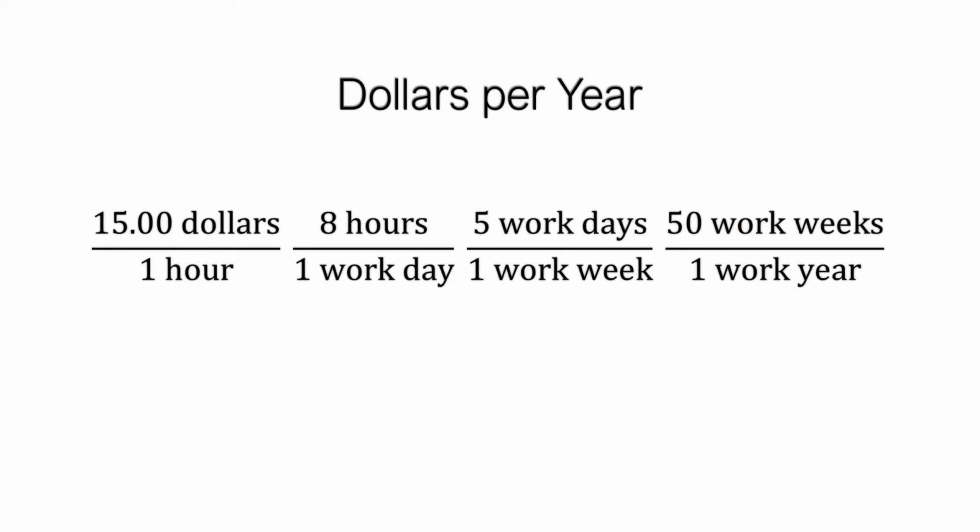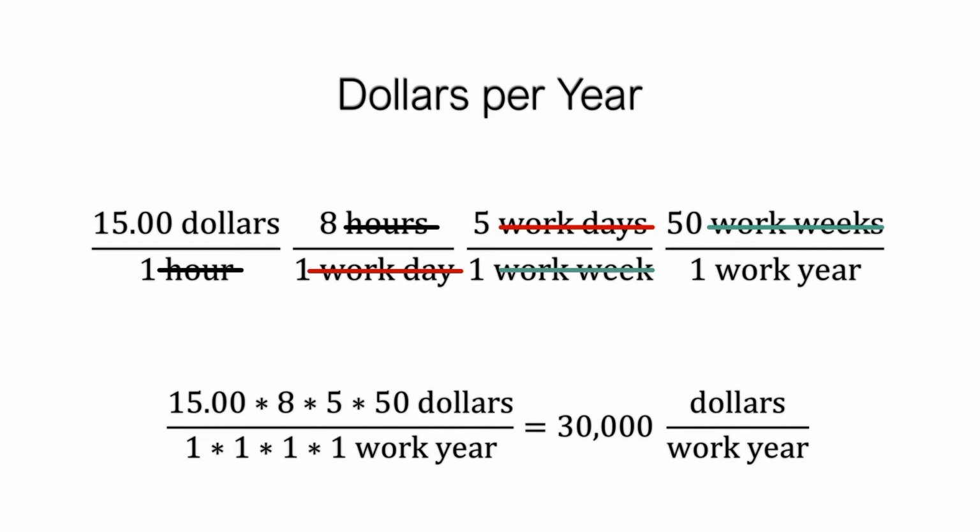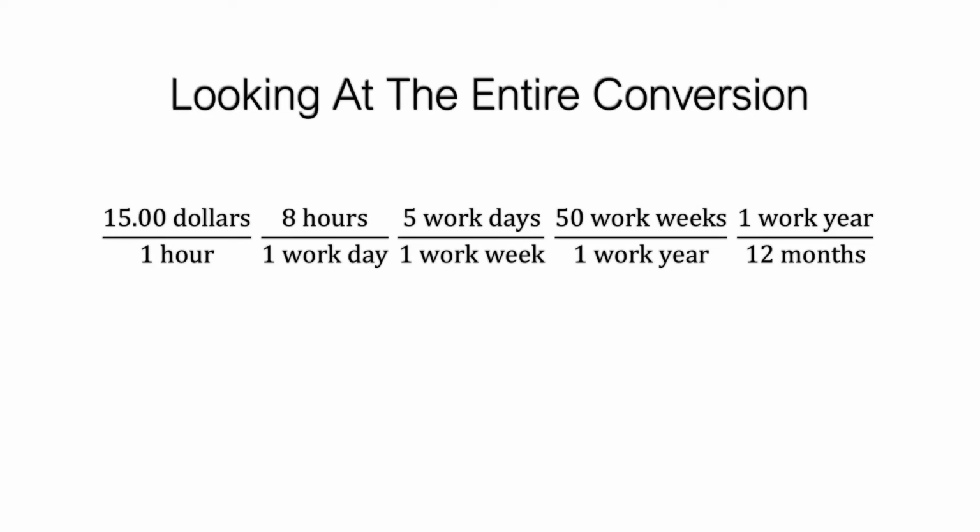Let's do the math. 15 times 8 times 5 dollars over 1 times 1 times 1 work weeks to equal $600 per work week. Working through the first four fractions, we have $15 over 1 hour, 8 hours over 1 work day, 5 work days over 1 week, 50 weeks over 1 year, and after canceling our units, we're left with 15 times 8 times 5 times 50 dollars divided by 1 times 1 times 1 times 1 work years to equal $30,000 per work year.